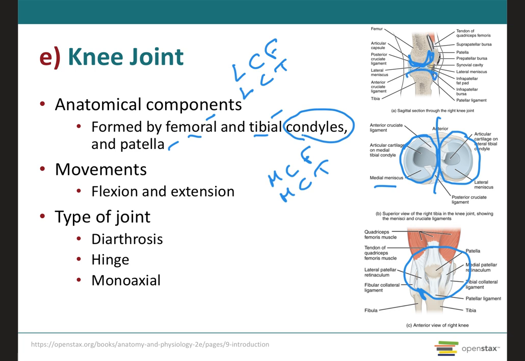of the tibia. And we can also see how the patella is going to be articulating only with the femur at the patellar surface, but it will be encased in this tendon of the quadriceps femoris muscle that will then insert right over here on the tibial tuberosity of the tibia. With regards to movement, it can only do flexion and extension, just like the elbow joint. Therefore, it's a hinge and a monoaxial type of joint.